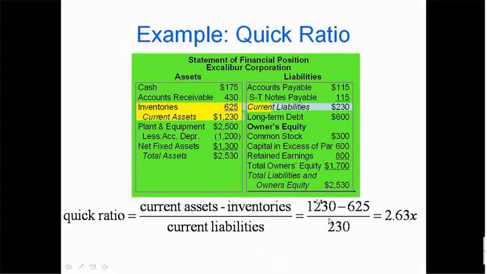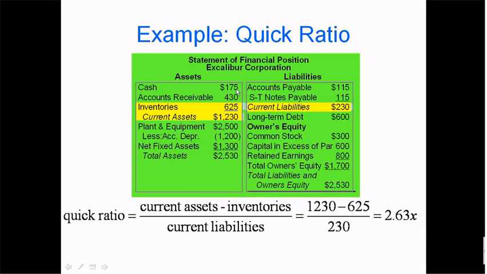And how do we calculate quick ratio? From the formula, current assets minus inventories divided by current liabilities. So you can see here, current assets was 1230 minus inventories 625. After deducting the 625, what is remaining here? The remaining portion here is only cash plus accounts receivable. So now we don't look at every single item of the current assets. We only look at the liquid current assets. We exclude inventories. So only cash plus accounts receivable.